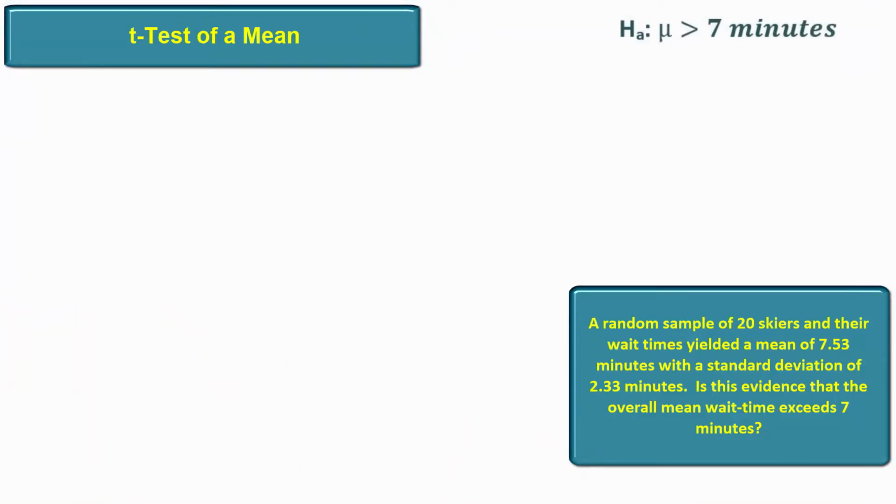The alternative hypothesis is mu greater than 7 minutes, and we'll assume at the start that the null is true and that the mean of the sampling distribution equals 7 minutes. We'll use the significance level of 0.05.